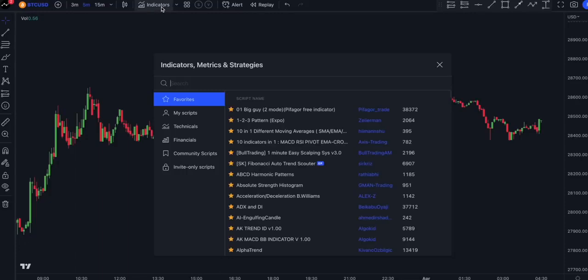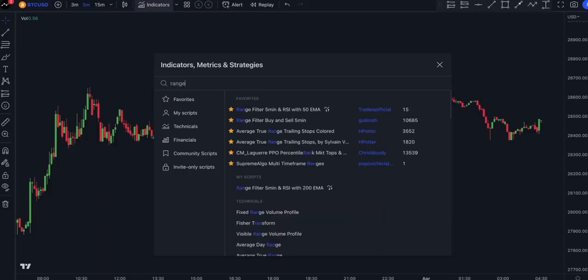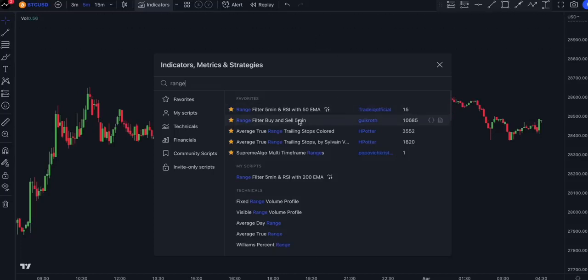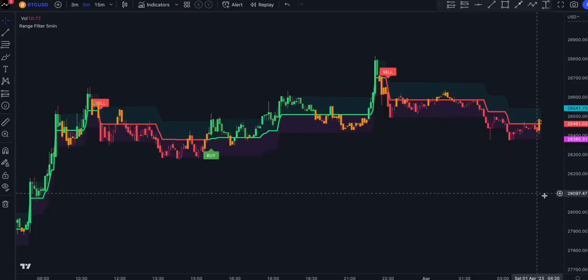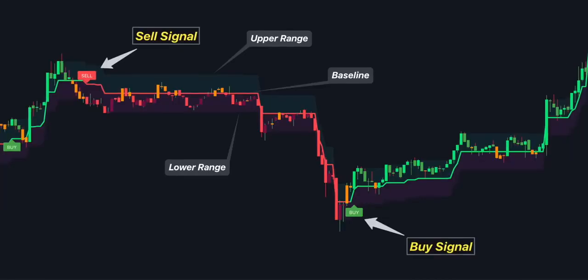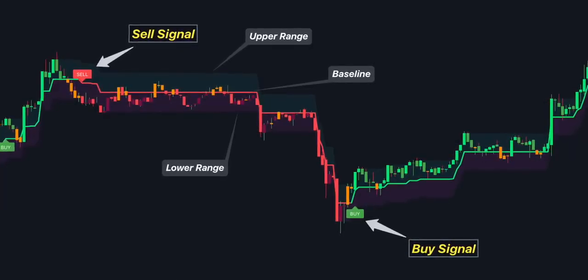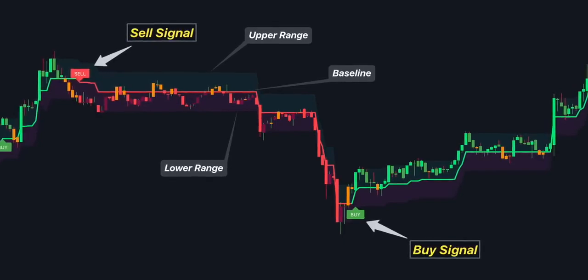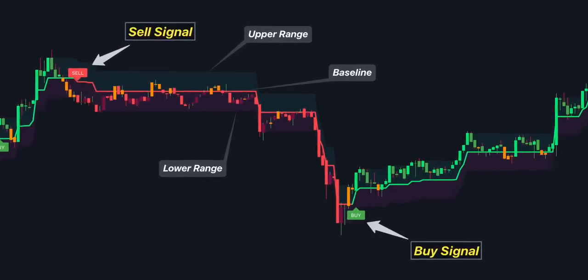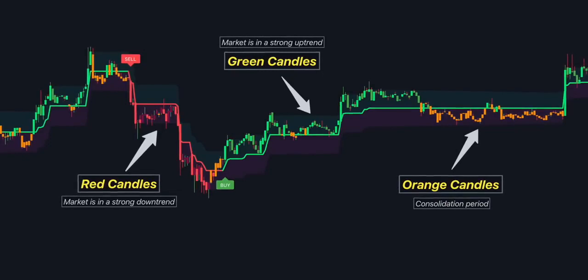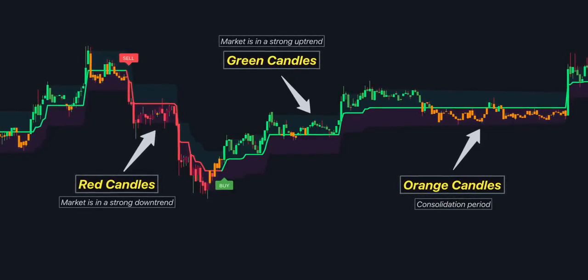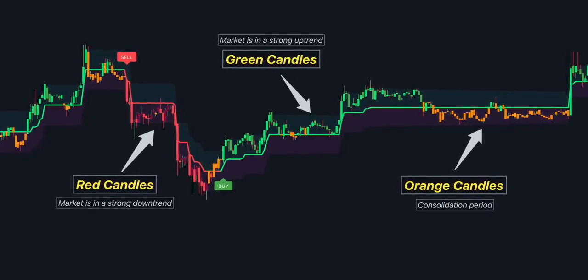The first one is called Range Filter Buy and Sell 5 Minutes. It was created by Duke Roth. This indicator is a technical analysis tool used to identify potential entry and exit points for trades based on price range fluctuations within a specific time frame. The basic idea behind the Range Filter Buy and Sell indicator is to determine the high and low price levels over a predefined period, usually the recent past. The indicator then calculates a specified percentage of the price range, forming an upper and lower range boundary.